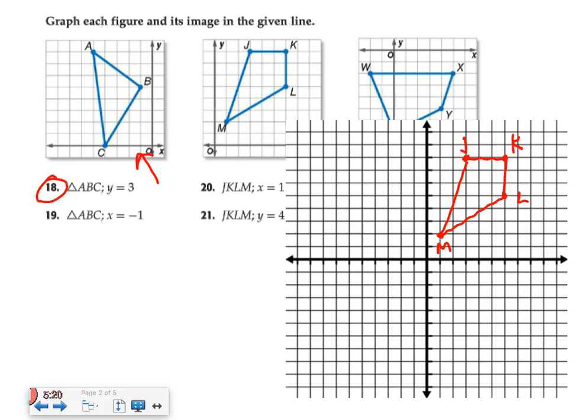Okay, now I want to graph the reflection over x equals 1. So that is a vertical line at x equals 1. So here's x equals 1. And again, I'm just counting how far over I am. So there's M. Hold on one second.